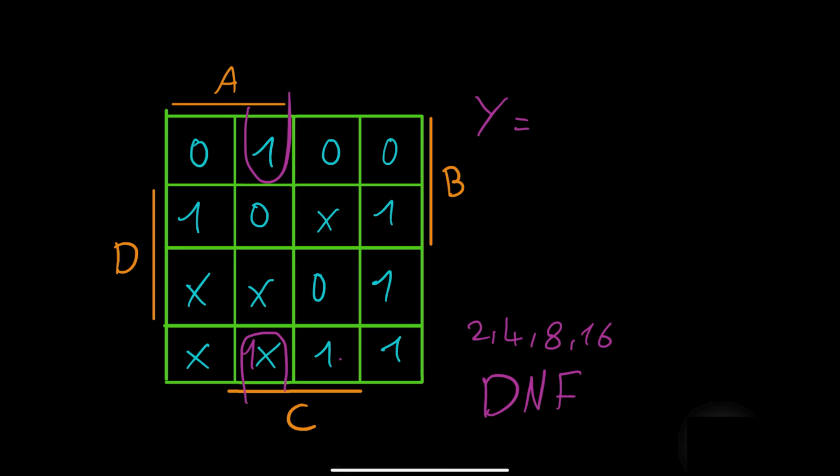Now let's check these 2 ones right here. What you don't want to do is definitely group them alone. We will assume right here that this x right here is a 1, because then we would be able to group 4 ones, which would minimize our function.